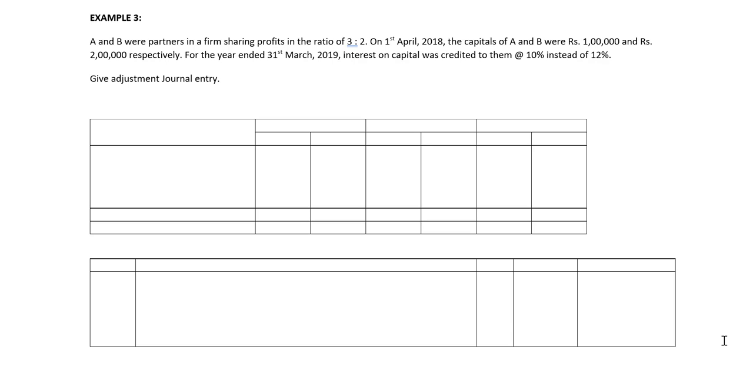So, interest on capital was allowed to A and B at 10% instead of 12%. So 2% less interest on capital was allowed to A and B. So our approach to the problem would be to allow interest on capital to A and B for 2%, which is the difference between the 12% actual rate and the 10% which was actually allowed.